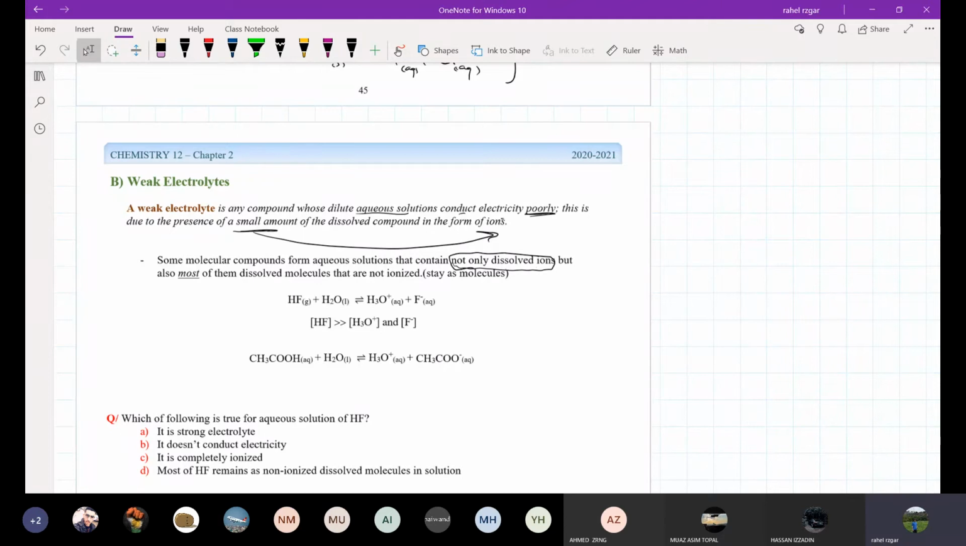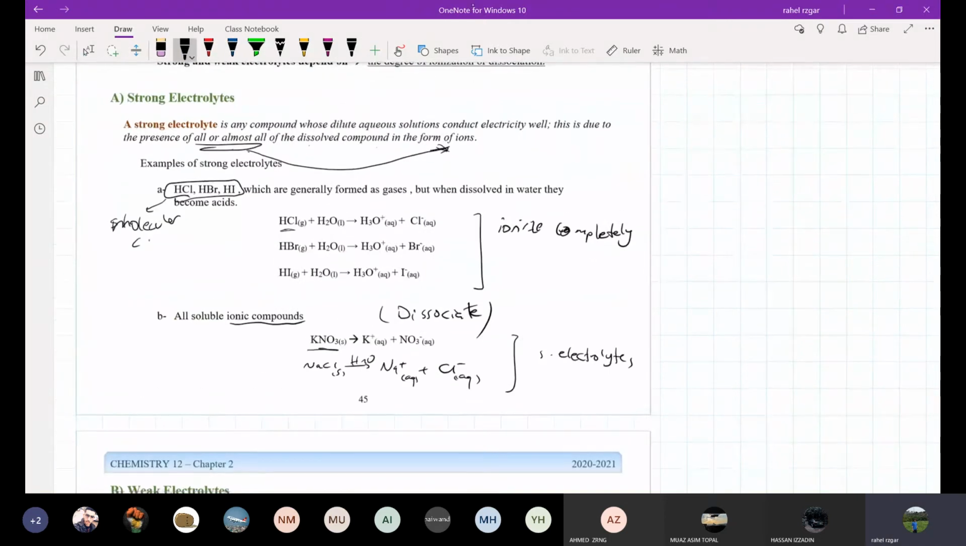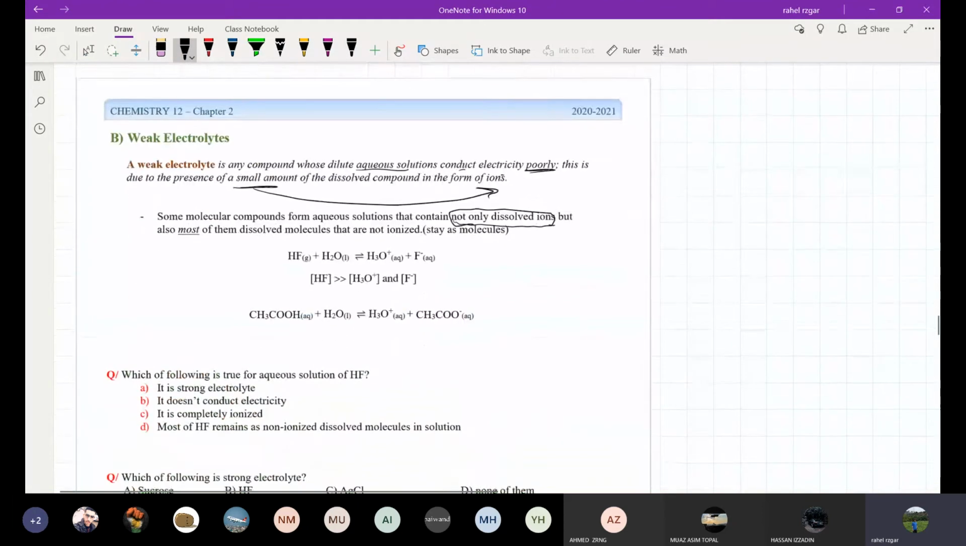I'm going to repeat that. Sometimes when molecular compounds form aqueous solution, they can ionize, but ions are not the only thing present in the solution. What else is also present? The molecules are also present. So for example, in this part, all of the HCl has become ions. Everything has become ions, but in here, no. Most of them have remained as non-ionized molecules.